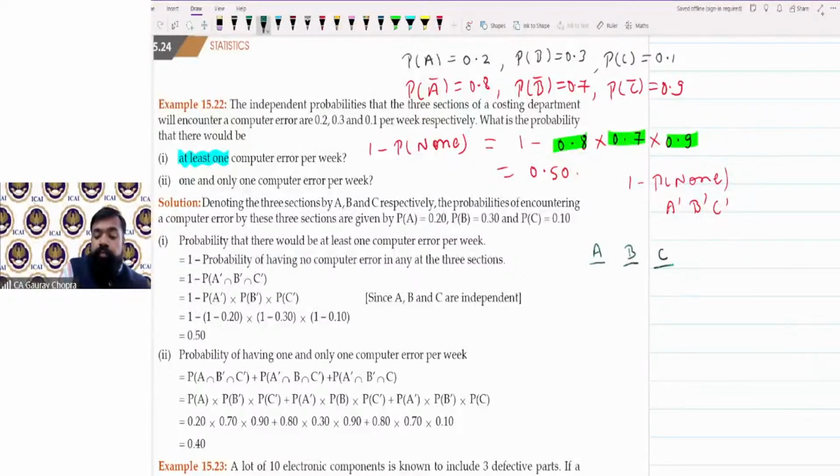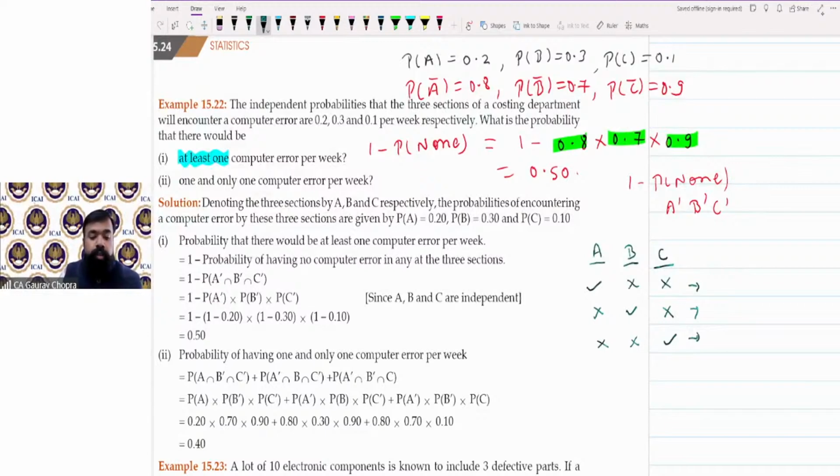Let's check. So either the error can be in A, with B and C not having error, or the error can be in B, with A and C having no error. Error in C, with A and B having no error. So three possibilities are there. Now we can simplify all these three and add them. So either the first case will be there, or the second case, or the third case.